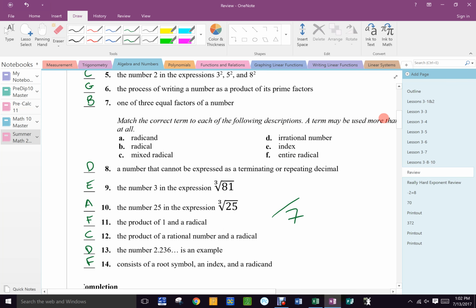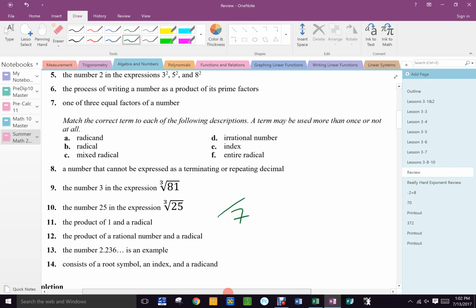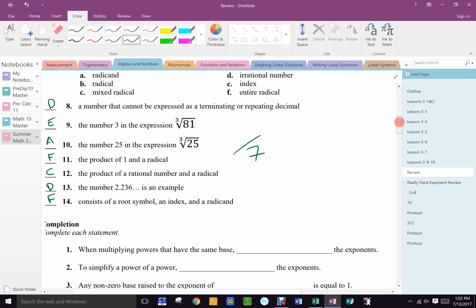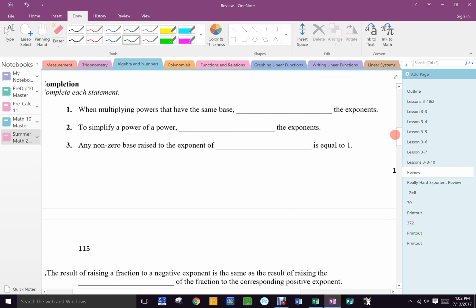A term may be used more than once or not at all. Do not try to correct it. You can go back and correct it tonight. You are just marking. Add the exponents. Multiply the exponents. Of course, I will accept plus and times, which aren't real words, but whatever.